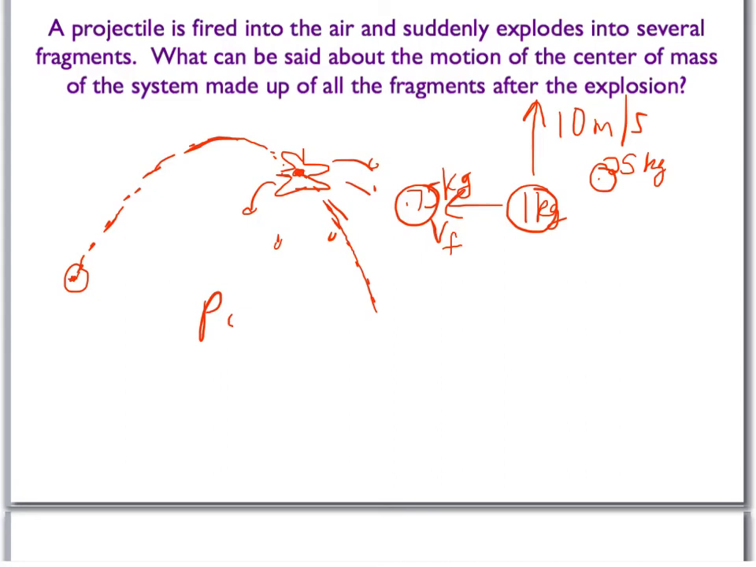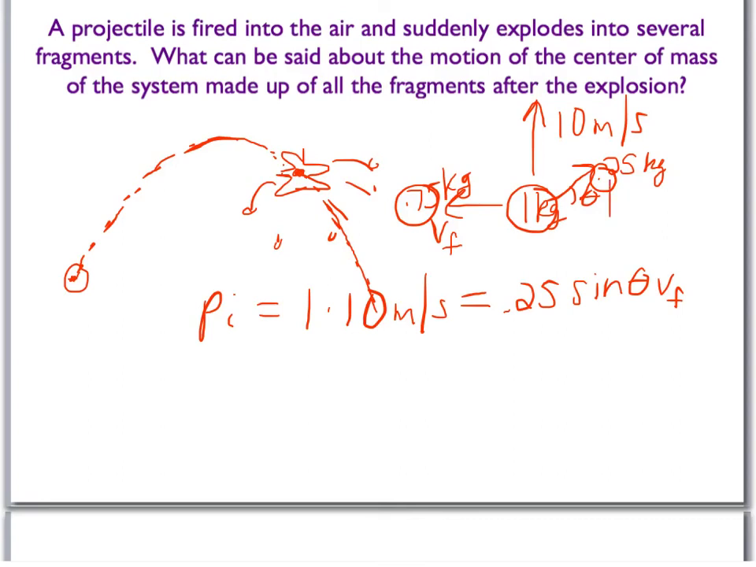So if the initial momentum of this system was simply the 1 kilogram moving at 10 meters per second in a y direction, the final momentum of this system has to be the same. So this 0.25 kilogram piece is going to have some component in the y direction so that the total momentum of the system still stays the same. So if we take the 0.25 kilograms multiplied by then the sine of this angle theta and its velocity, that would be basically the y component of this fragment's momentum.